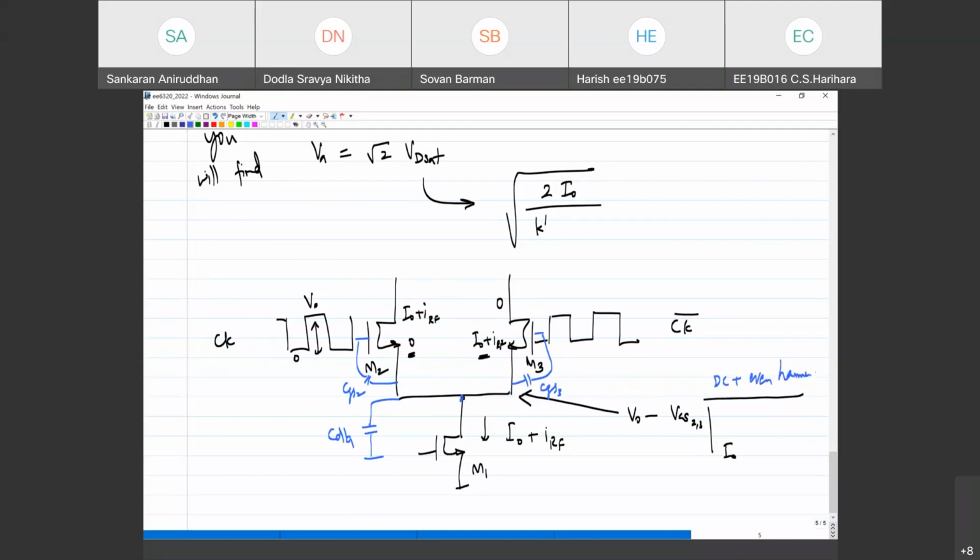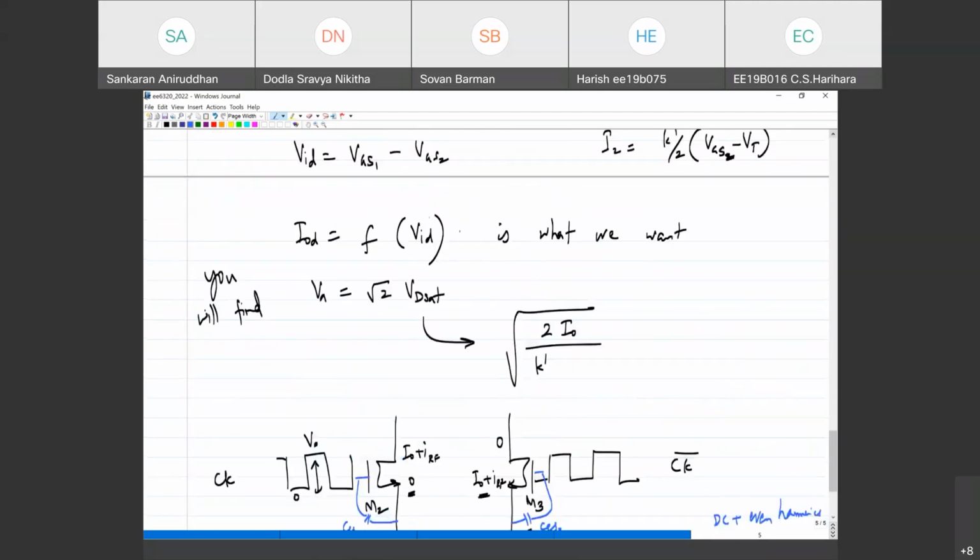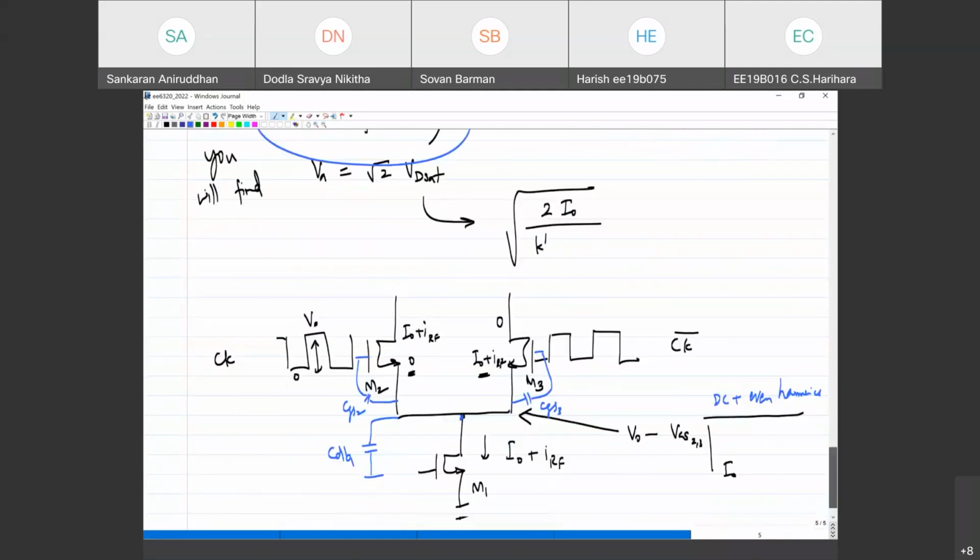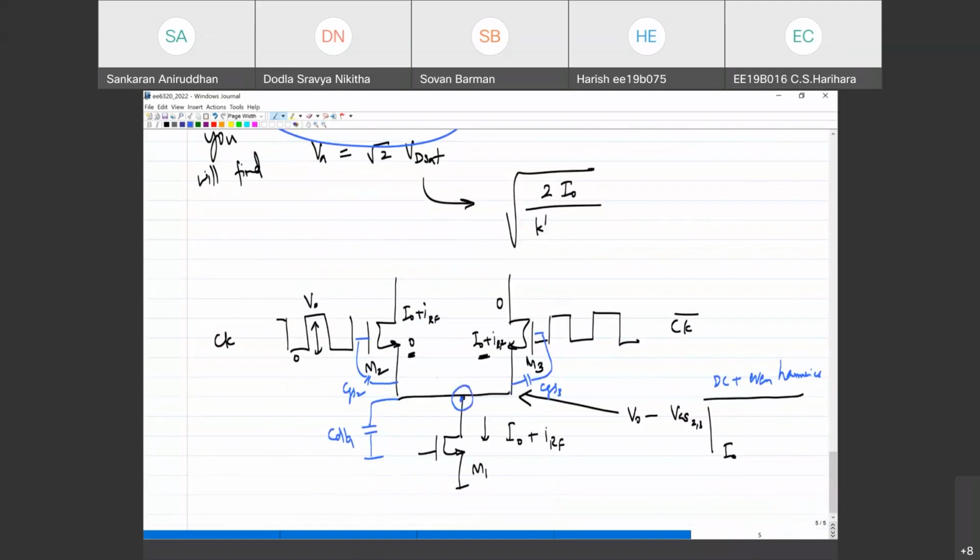Why did I say DC plus even harmonics? Well, the reason is very simple. If you go back to this function, you will find that this function actually has even harmonics. If it has any even harmonics, you will indeed find those even harmonics appearing at this point, because this is the common mode node. Does that make sense? Okay.